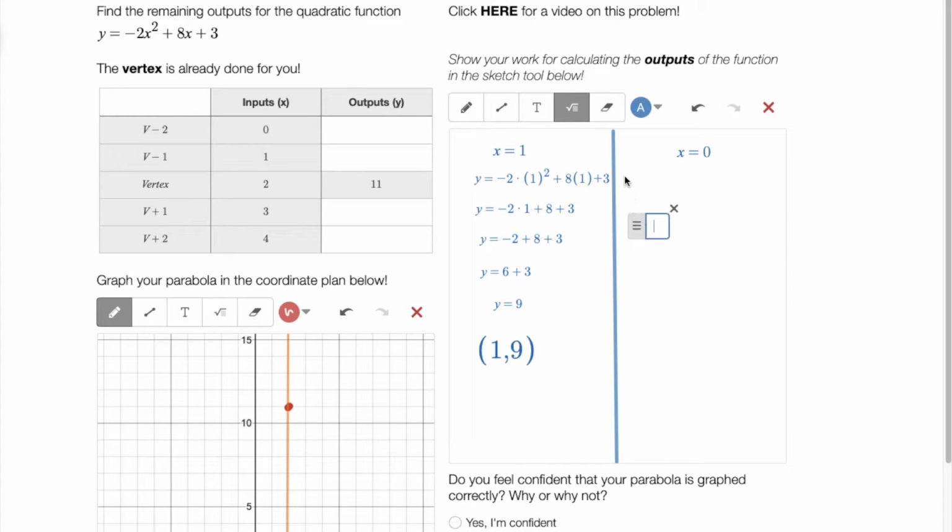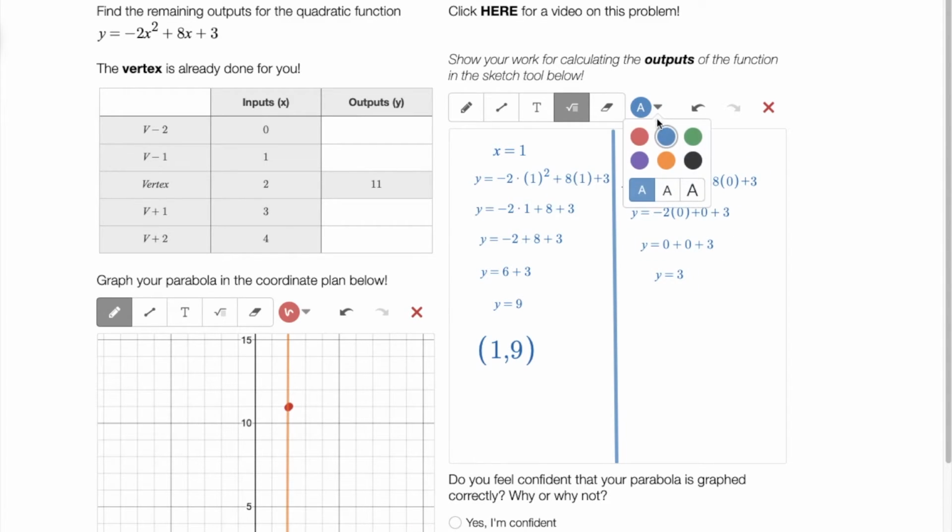Moving over to substituting in 0, again, be careful with a coefficient. The math is always a little bit trickier. So -2, I'm going to put in a placeholder multiplication sign so that I remember to do the power first. -2 times 0 squared plus 8 times 0 plus 3. So -2 times 0 squared is 0. 8 times 0 is 0, plus 3. What's fun about 0 is 0 times anything is just 0. So that's 0 plus 0 plus 3, and that's just y equals 3.